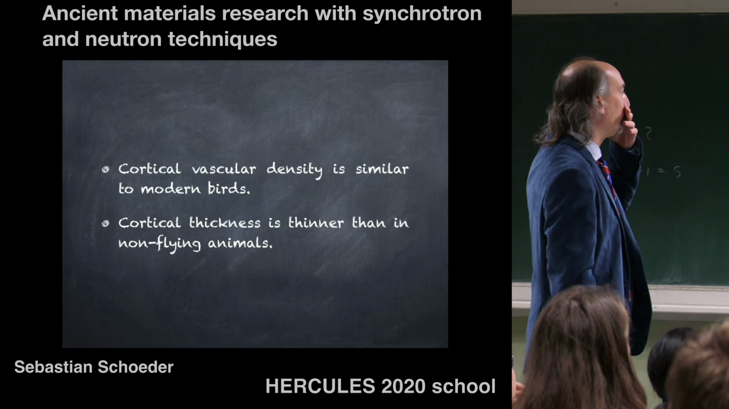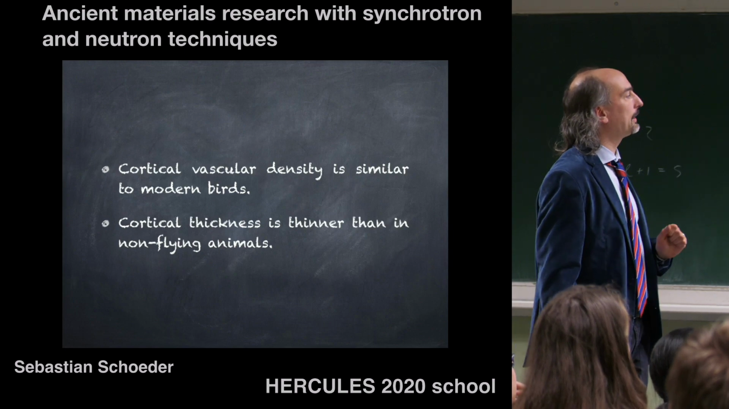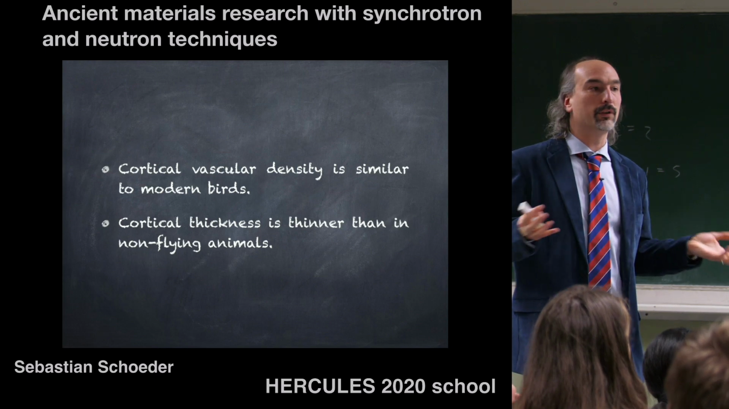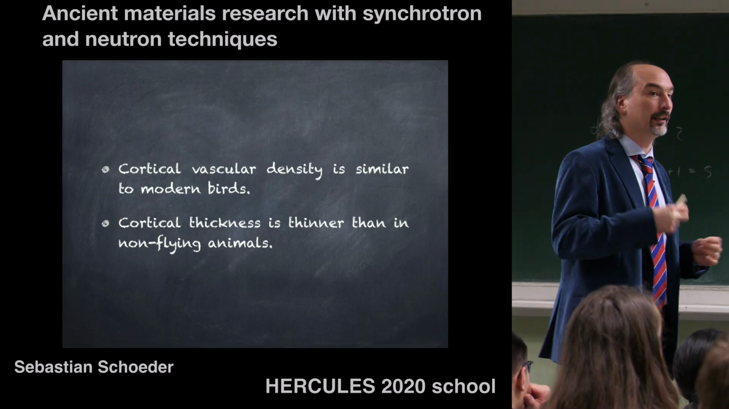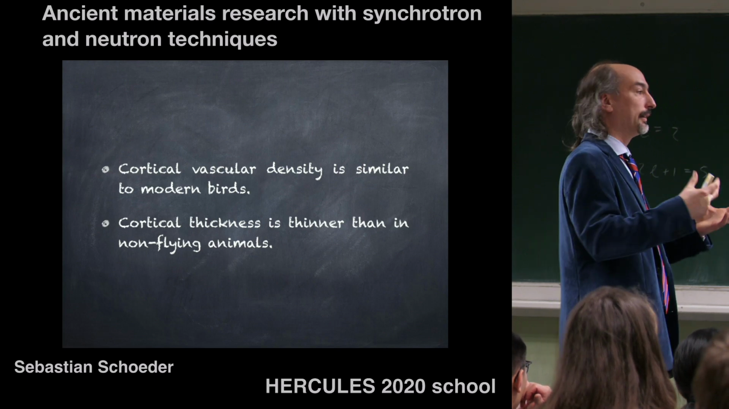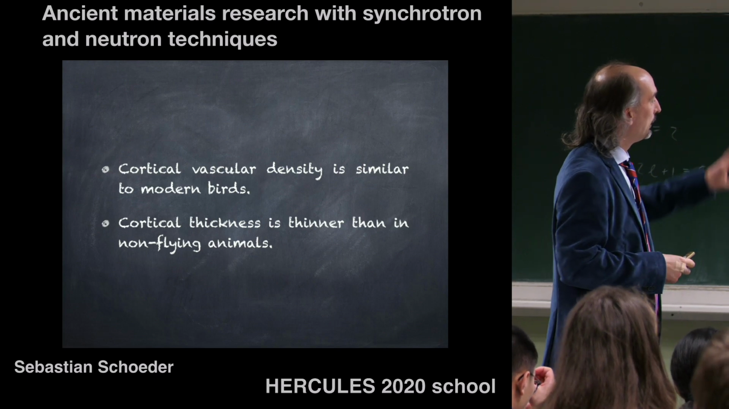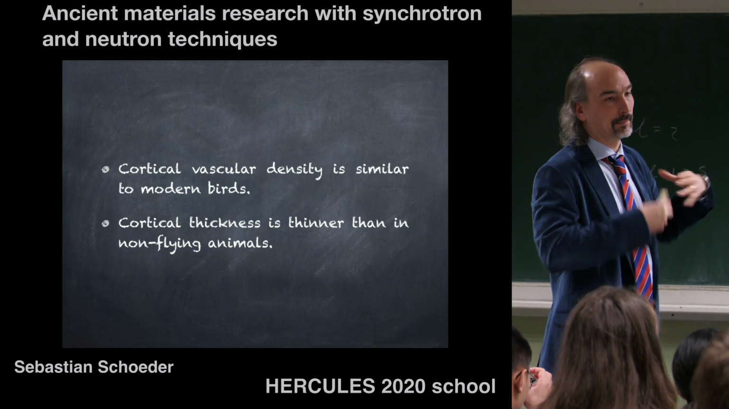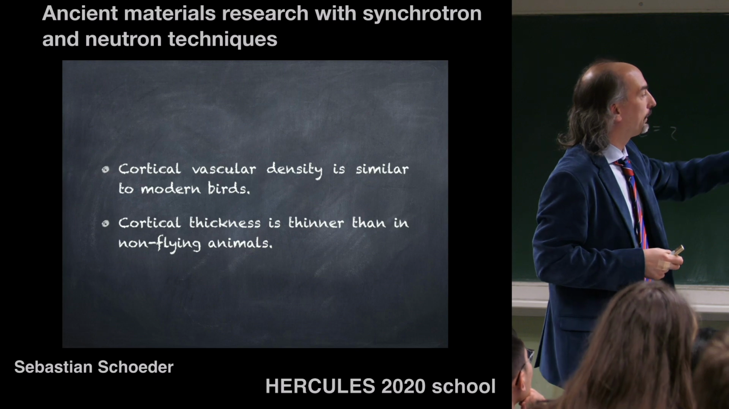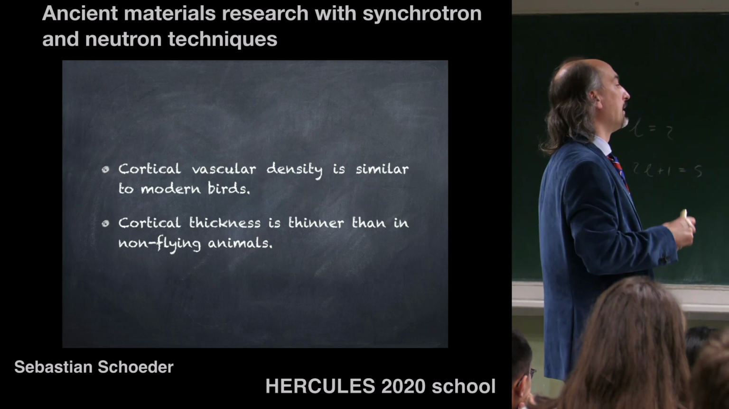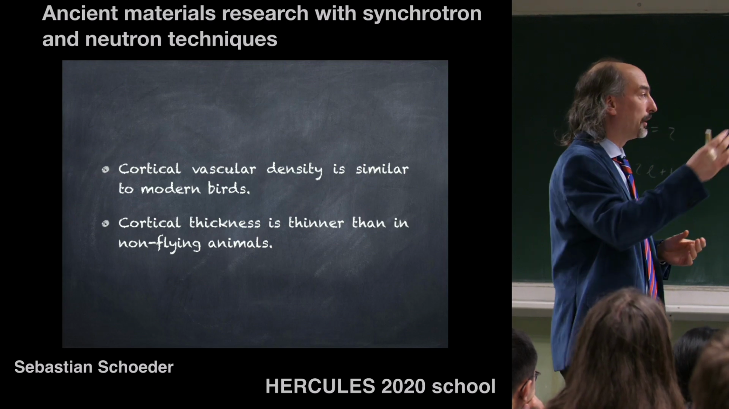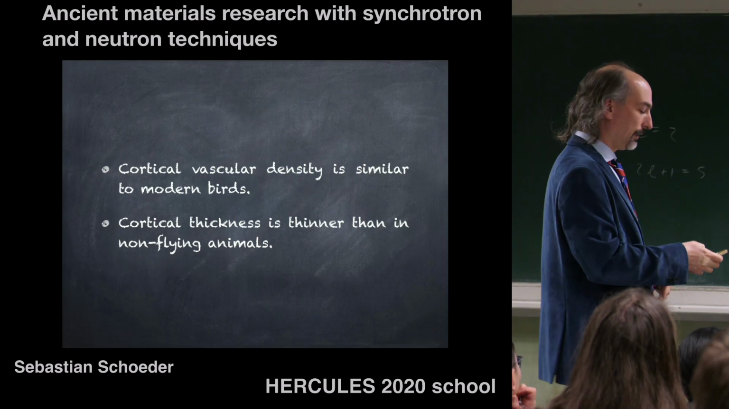So one thing they noted was that the cortical vascular density is very similar to that of modern birds. That's already a first step that tells us that Archaeopteryx probably took many more steps towards modern bird flight than is obvious from its morphology. Cortical vascular density means basically the number of blood vessels around the bones. They also saw that the cortical thickness, the thickness of the bones, is thinner than in non-flying animals. Another point that suggests they were probably closer to actually flying animals.